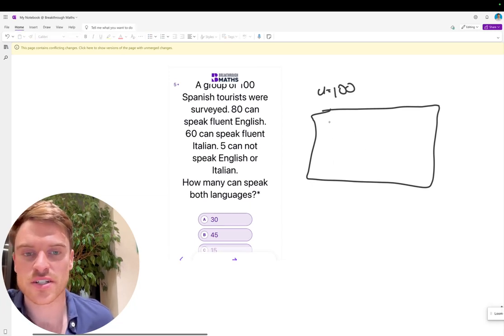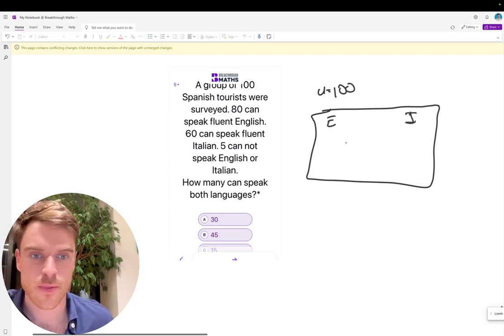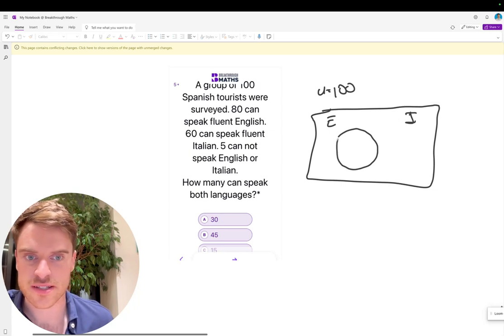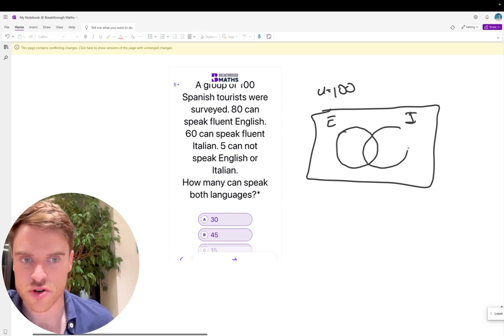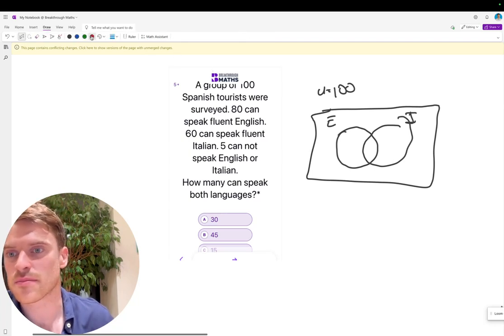So I would do 80 can speak fluent English, so English. Italian. Draw out the things. Draw out the circles. Oh, it's going to be very tight. 80 can speak fluent English. 60 can speak fluent Italian. 5 cannot speak English or Italian. So 5 goes on the outside. They can't speak anything. So I'm going to put 5 here.